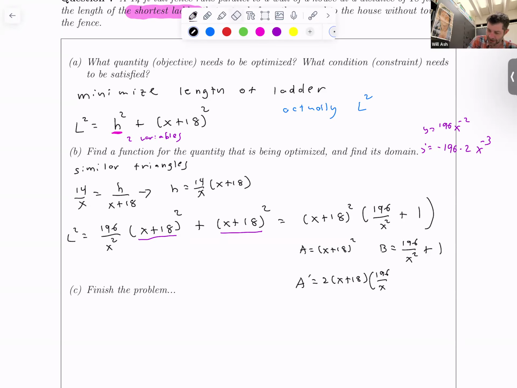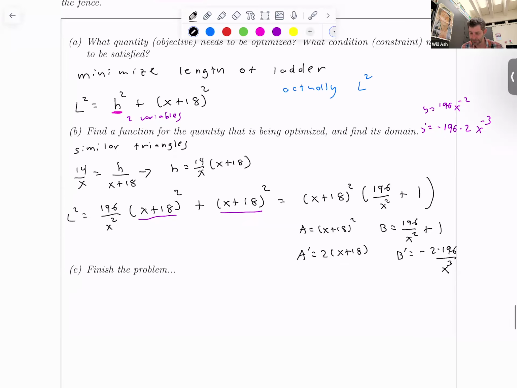Oh, I'm going to need more room, aren't I? Oh shoot, I'm so sorry. So a prime is 2 times x plus 18, and b prime, I'm just going to call this negative 2 times 196 over x cubed, which means my f prime of x is a prime b. You know what? Let's just do it over here.